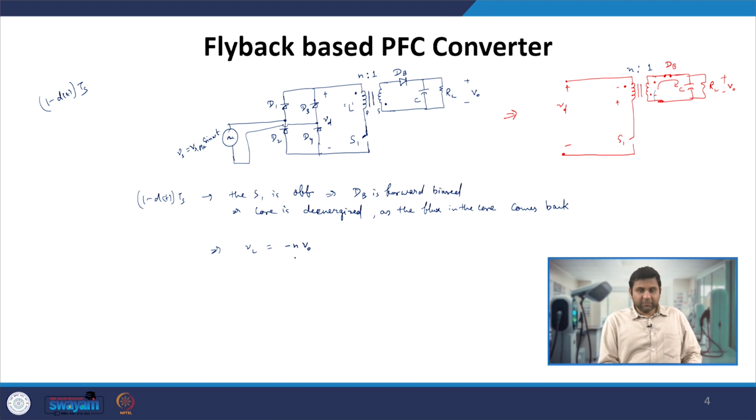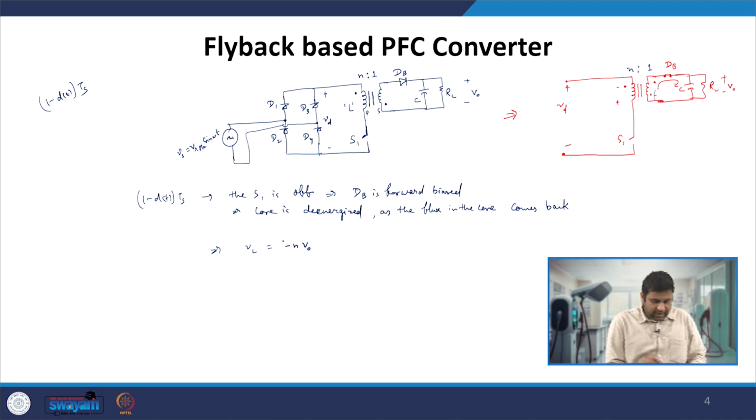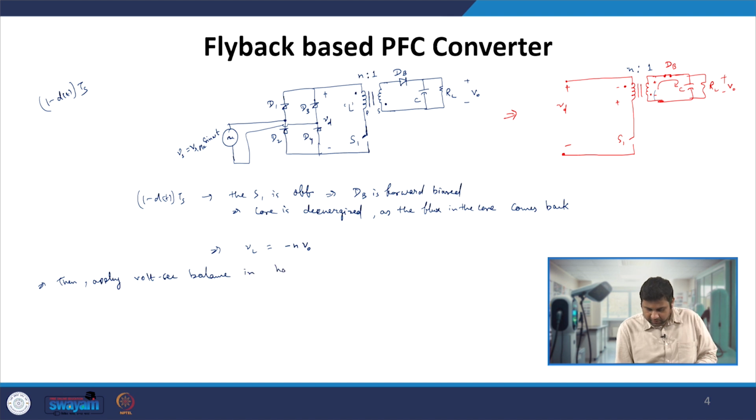So, because of this negative voltage applied across this inductor, the flux in the inductor will decay or come back, and the inductor current will have a negative slope. Now, because of these two things, we can apply volt second balance in half line cycle. Why am I saying half line cycle?